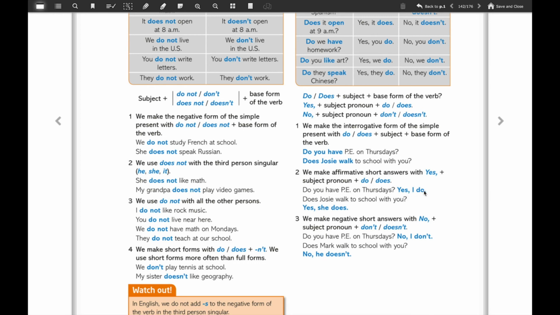Yes, I do. ¿Por qué es distinto acá? Recuerden que es la tercera persona a la que les está preguntando a ustedes y son ustedes mismos los que responden. Por eso es un yes, I do. Does Josie walk to school with you? Yes, she does.